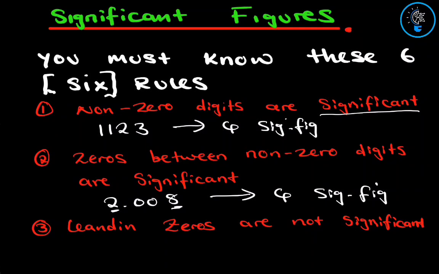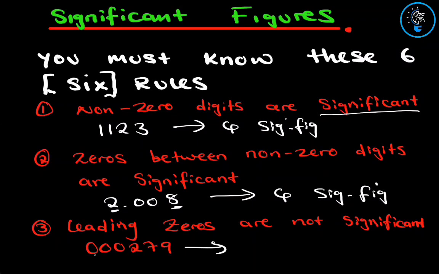Okay, let's now handle rule number 3. Rule number 3 says leading zeros are not significant. On this one, pay close attention. It says leading zeros are not significant. So let's take, for instance, this particular number, 0.00279. How many significant figures are present in this particular number?